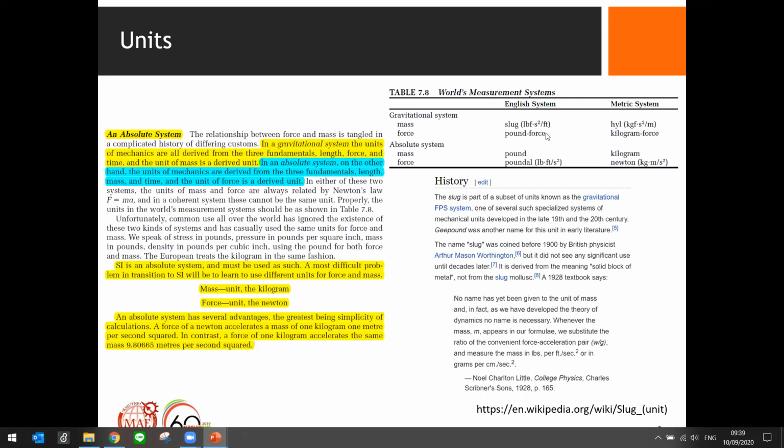This is the one that most people get confused. It's called the world's measurement system. You might not notice, but actually it is really close to our daily life. For example, when you go to the market and you ask a merchant for a kilogram of fish, what exactly is the kilogram of fish? Is it mass or force?